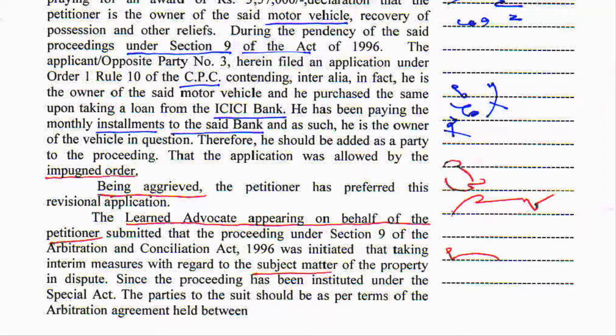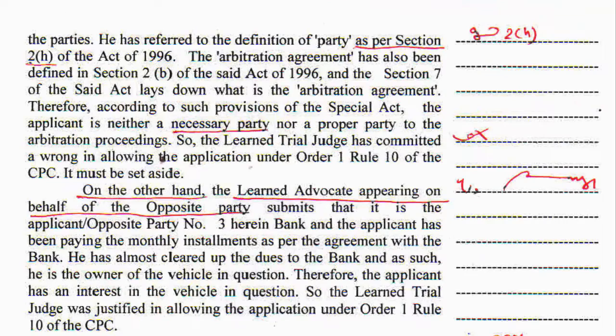It must be set aside. On the other hand, the learned advocate appearing on behalf of the opposite party submits that the applicant, opposite party number 3 herein, is a bank, and the applicant has been paying the monthly installments as per the agreement with the bank. He has almost cleared up the dues to the bank, and as such he is the owner of the vehicle in question.